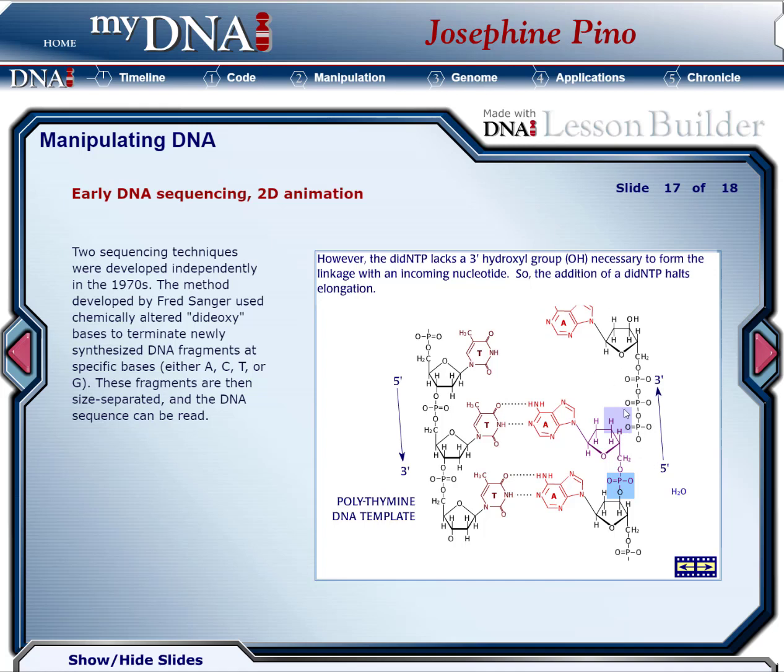Okay, and here's another incoming one, but it's not attaching, or the chain is unable to elongate, and that's after one ddNTP, dideoxynucleotides. Okay.